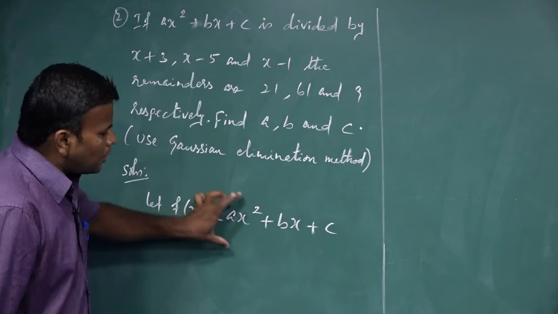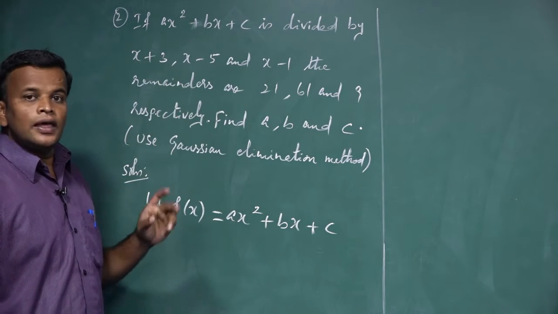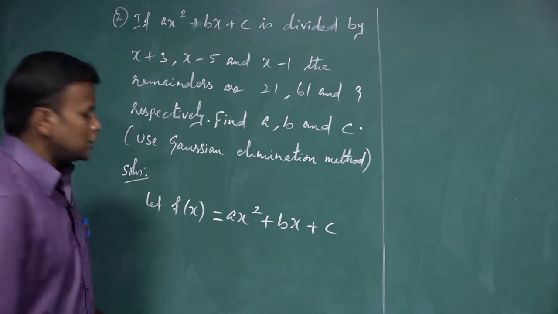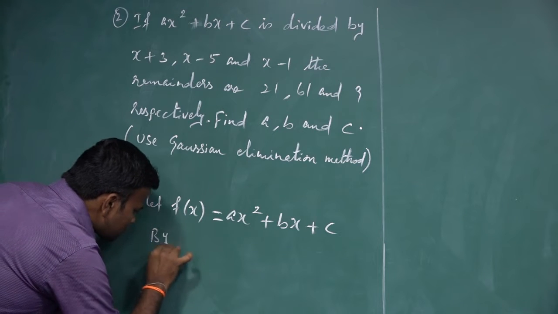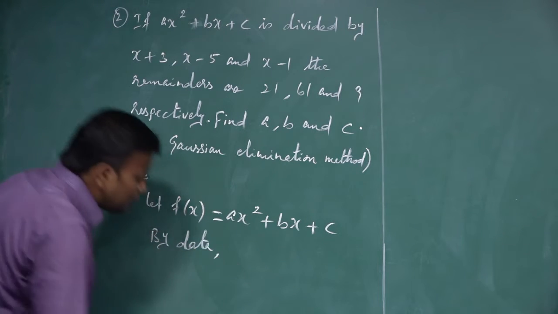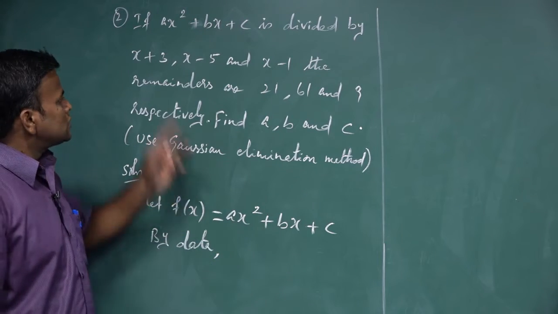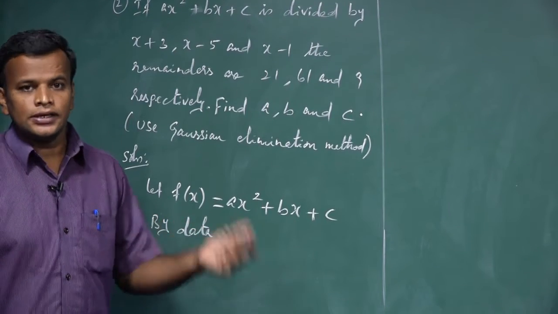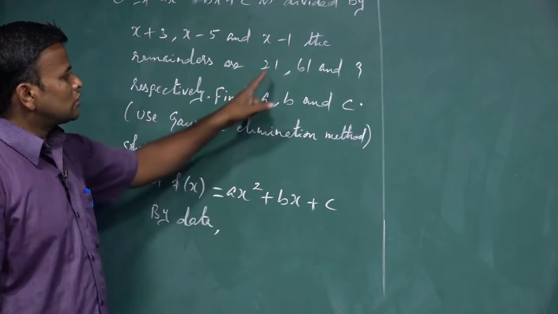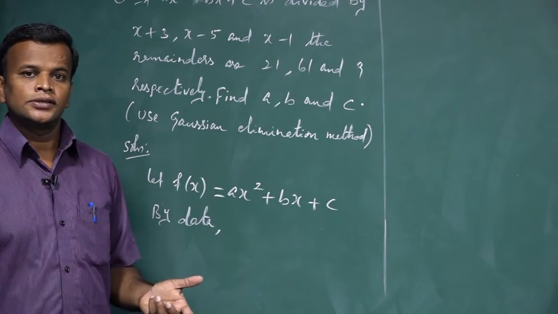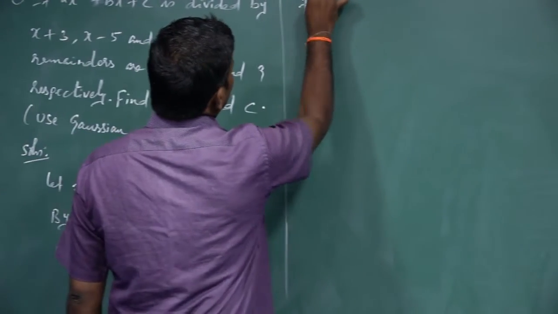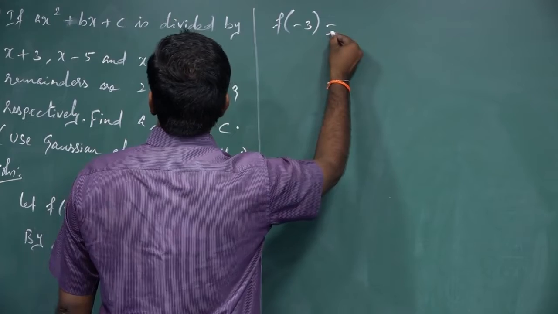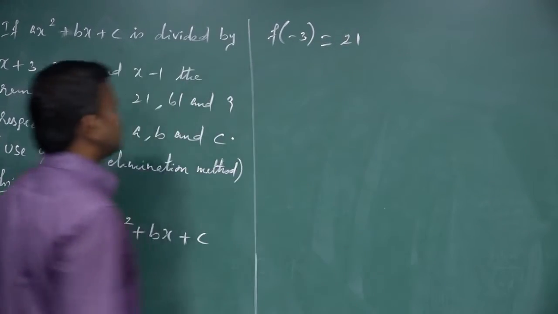When this quadratic polynomial is divided by x plus 3, it leaves a remainder. The remainder is 21. So how to write? We write it by the remainder theorem. When it is divided by x plus 3, we put x plus 3 equal to 0. The value of x is minus 3. So when it is divided by x plus 3, it leaves the remainder 21. We write f of minus 3, that value should be equal to 21.